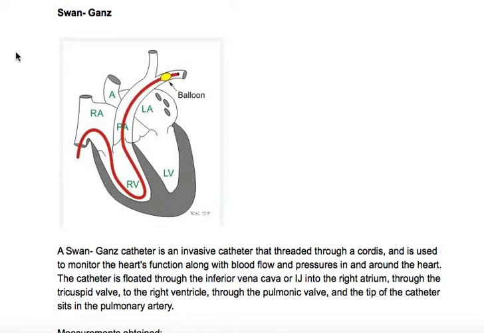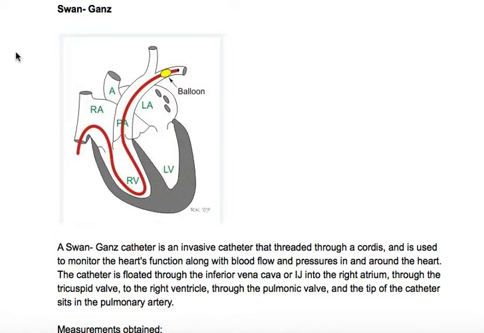So a Swan-Ganz catheter is obviously invasive. It's threaded through a cordis, usually always, and it's just used to monitor the patient's heart function along with blood flow and pressures in and around the heart. So it's a very informative piece of equipment, but again, it's pretty invasive.